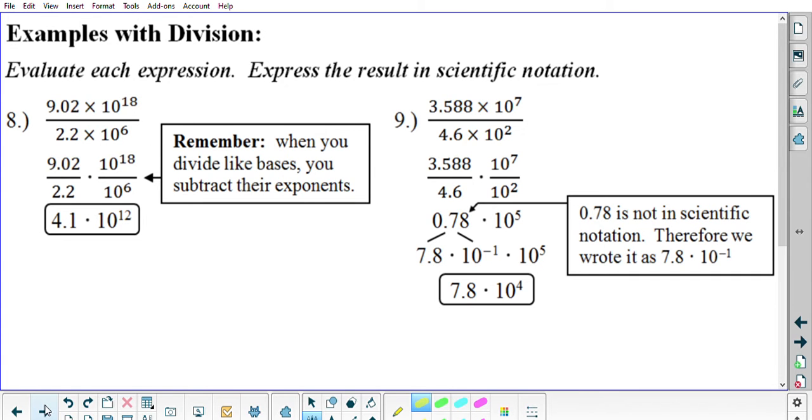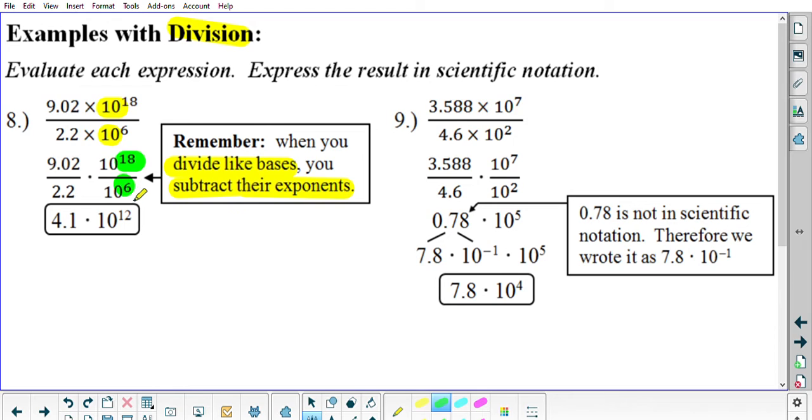All right, on the second page of the guided notes, let's look at some examples with division. And obviously, as we've seen already in this unit, the most common way of showing division problems is a fraction bar. Now, this is a different exponent rule. When you divide like bases, you will subtract their exponents. So, the like bases here are the tens, just like we were talking about on the first page. We're going to subtract their exponents.